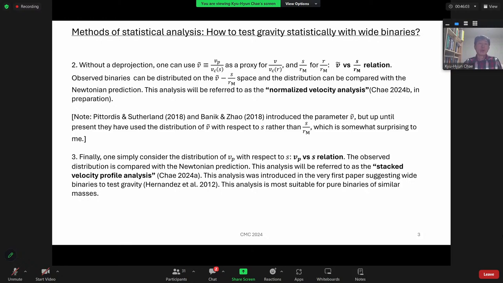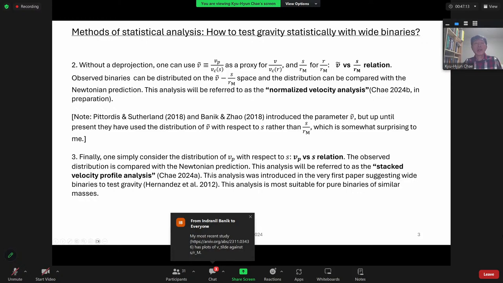Now, without a deprojection, if one doesn't want the projection, then one can use the projected velocity divided by circular velocity at the projected radius, not at the physical radius. So this is called V tilde. It is used by many people in the literature. So this will be the proxy for V over Vc. And then S over Rm can be a proxy for R over Rm. So one can consider V tilde versus S over Rm relation. But actually, some people like Indranil and Pittordis and Sutherland consider V tilde versus S without normalizing S with Rm. So I'll call this normalized velocity analysis, and this is in preparation.